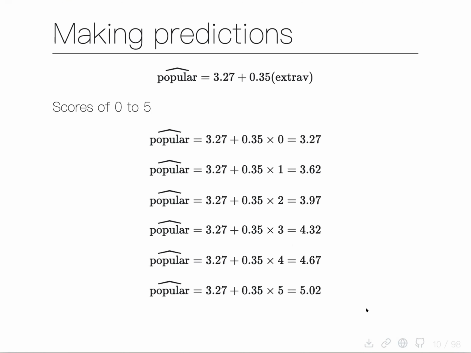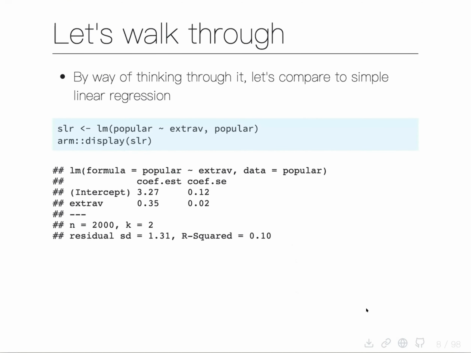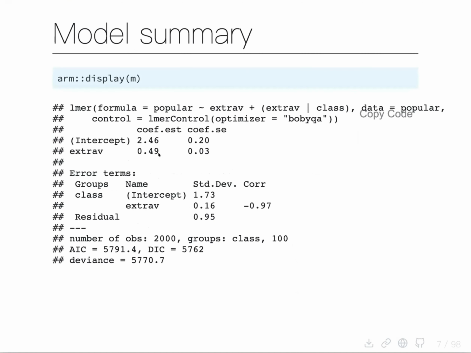Daniel, sorry, can I ask just one simple clarifying question? When you're talking about the fixed effect of the 0.49 estimate for extroversion, is that at the student level or the class level? It's still at the student level. Okay. Like back here, 0.49. Yes.